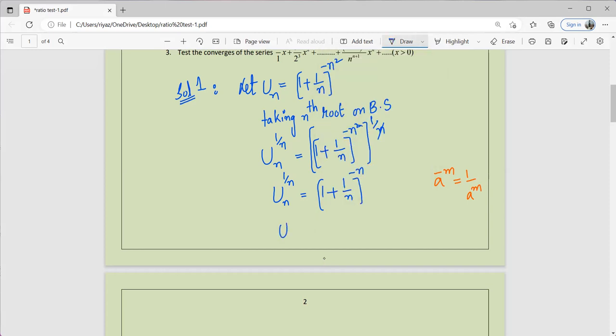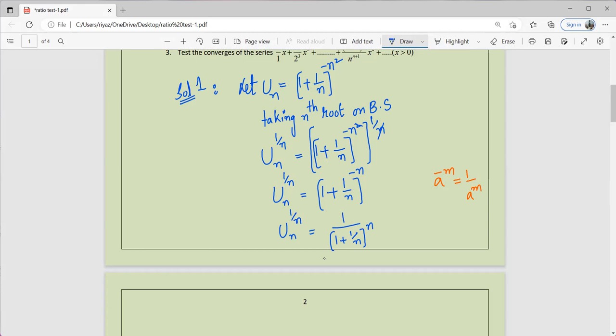Now, u_n to the power of 1 by n is equal to 1 by (1 plus 1 by n) whole power n. Clear? So step number 2 is also over.